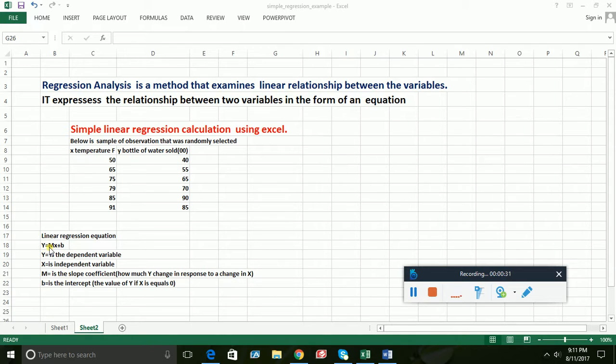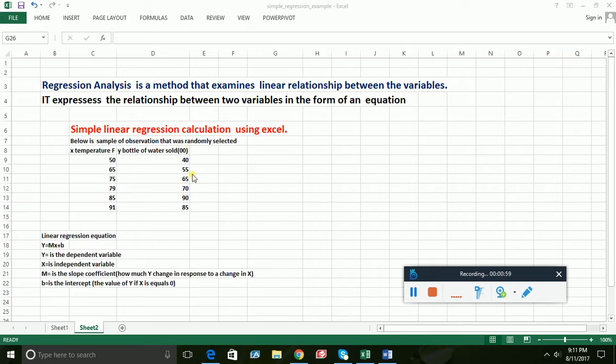The equation itself is like this: y equals mx plus b. Y is the dependent variable, x is the independent variable, and m is the slope coefficient. That means how much y changes in response to the change in x. B is the intercept, the value of y if x is 0.